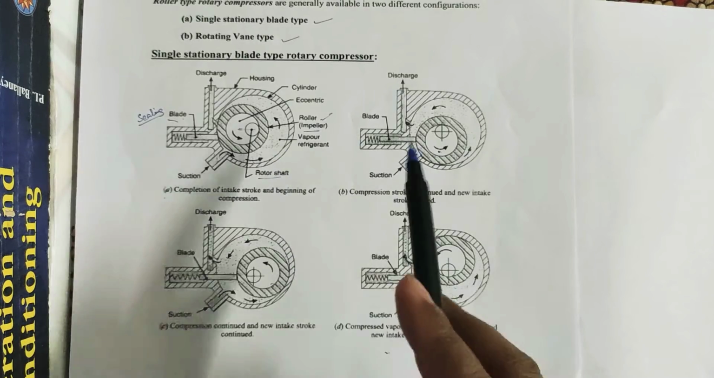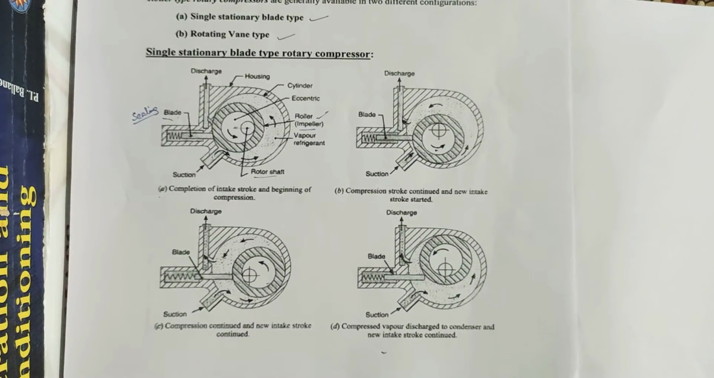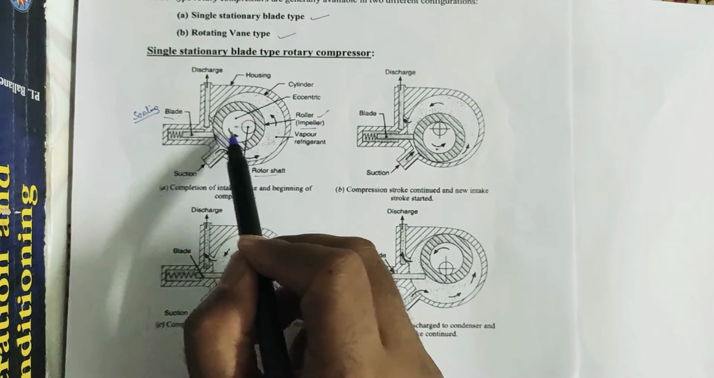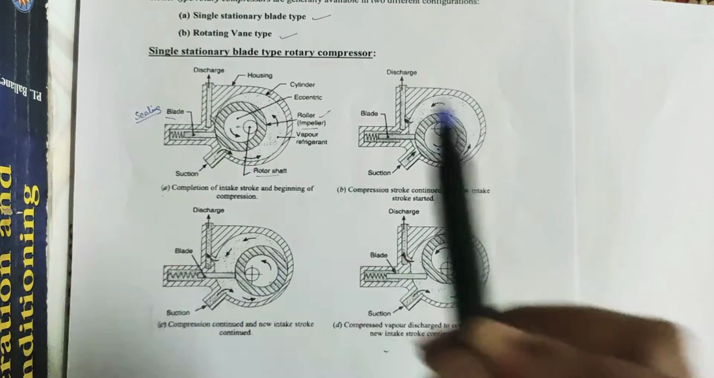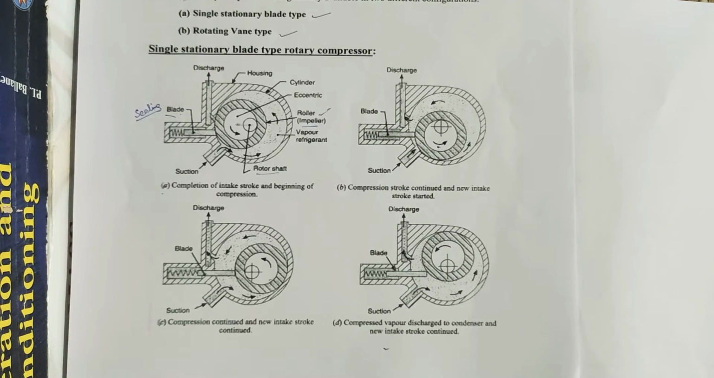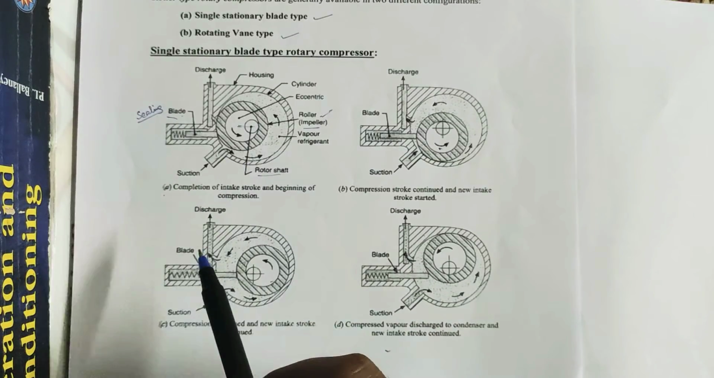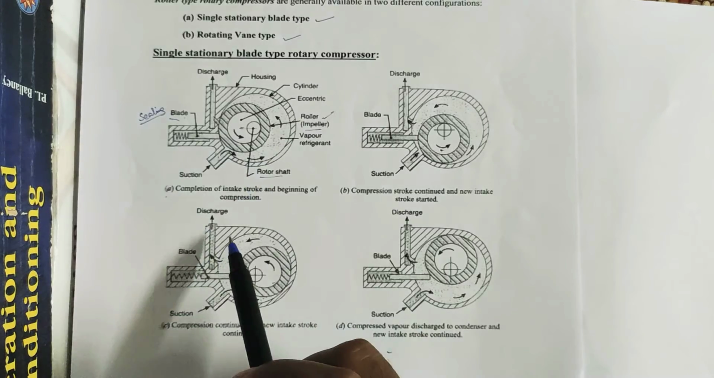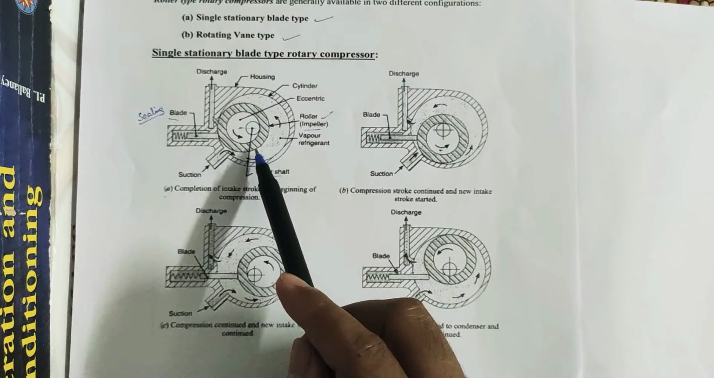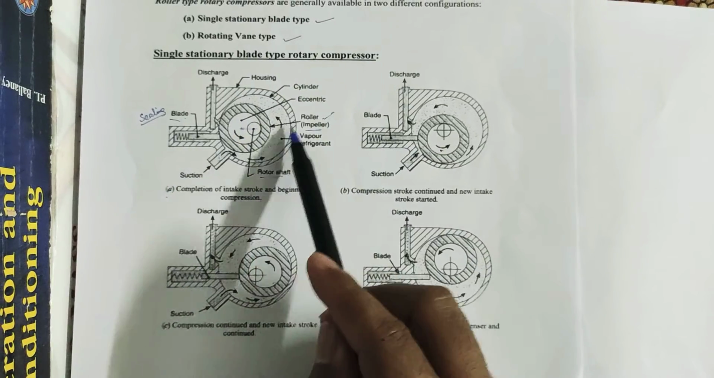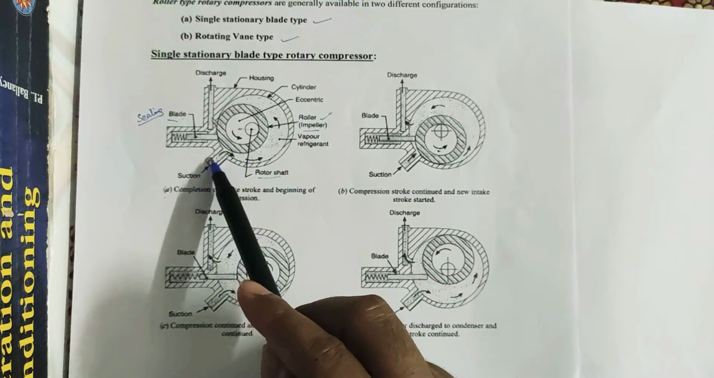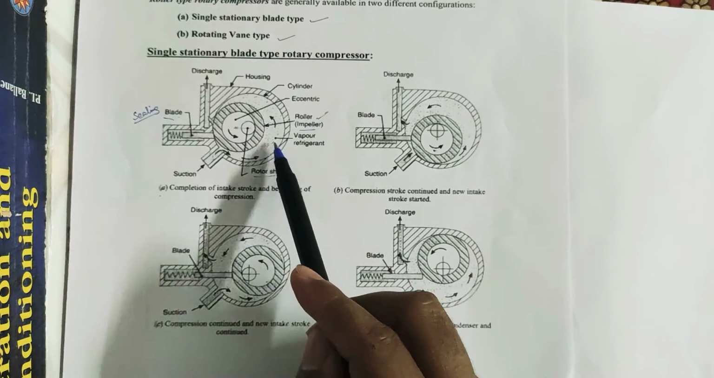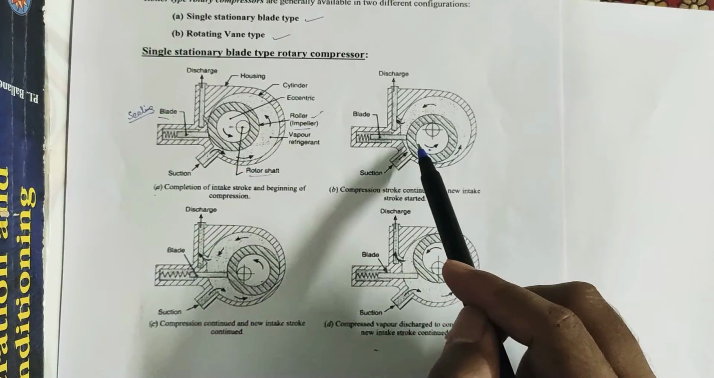So if we go one by one, the first figure, that is figure A, represents the end of the suction stroke. When the roller is over here, the suction valve will open, so the low pressure, low temperature air or refrigerant will enter into the hollow portion between the roller and the cylinder. So it shows the end of intake stroke, that is, the cylinder is full of low pressure, low temperature vapor refrigerant, and the beginning of compression stroke. Just at the end of suction stroke, as the roller is moving in this direction along with the rotation of the rotor shaft, the suction port will be closed and the refrigerant enters into this intermediate zone and starts to compress. So here the compression starts.